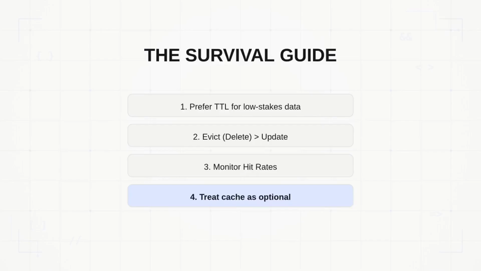Third, monitor your cache hit rate. If it suddenly drops, you likely have an invalidation bug or a thundering herd. Finally, remember that a cache is an optimization, not a source of truth. Your application should always be able to function, albeit slowly, if the cache is completely empty. If your system crashes when Redis goes down, you don't have a cache, you have a distributed dependency.